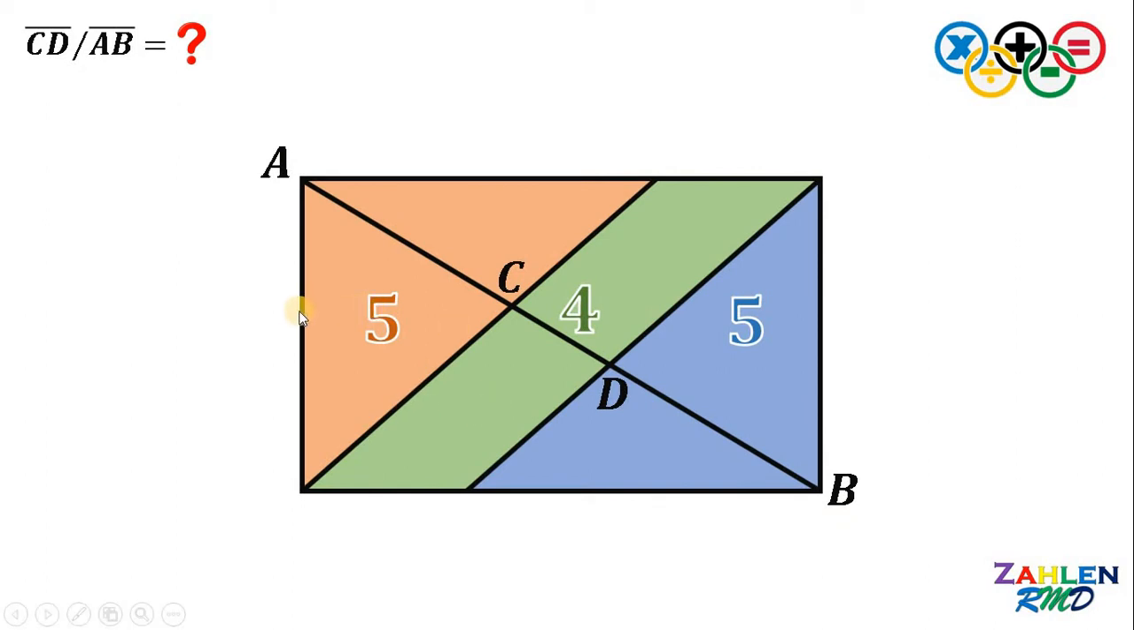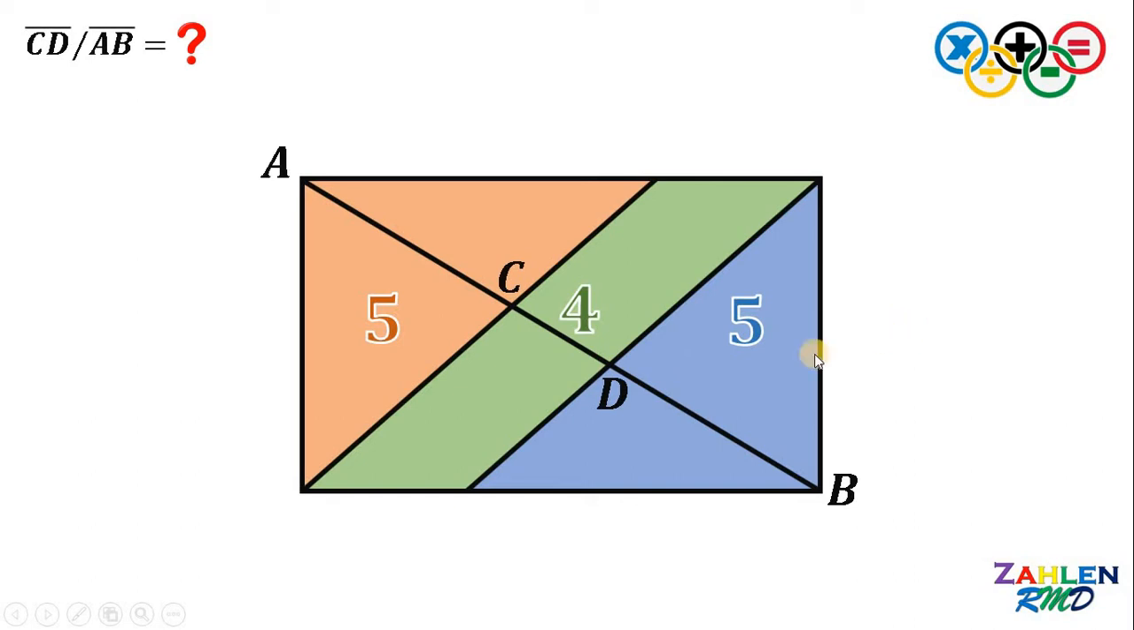So, our goal is to find the ratio of segment CD to segment AB. Now, how are we going to answer this question? Take note that these 2 right triangles are congruent because these 2 segments are parallel to each other. So, by symmetry, these 2 right triangles are congruent to each other.